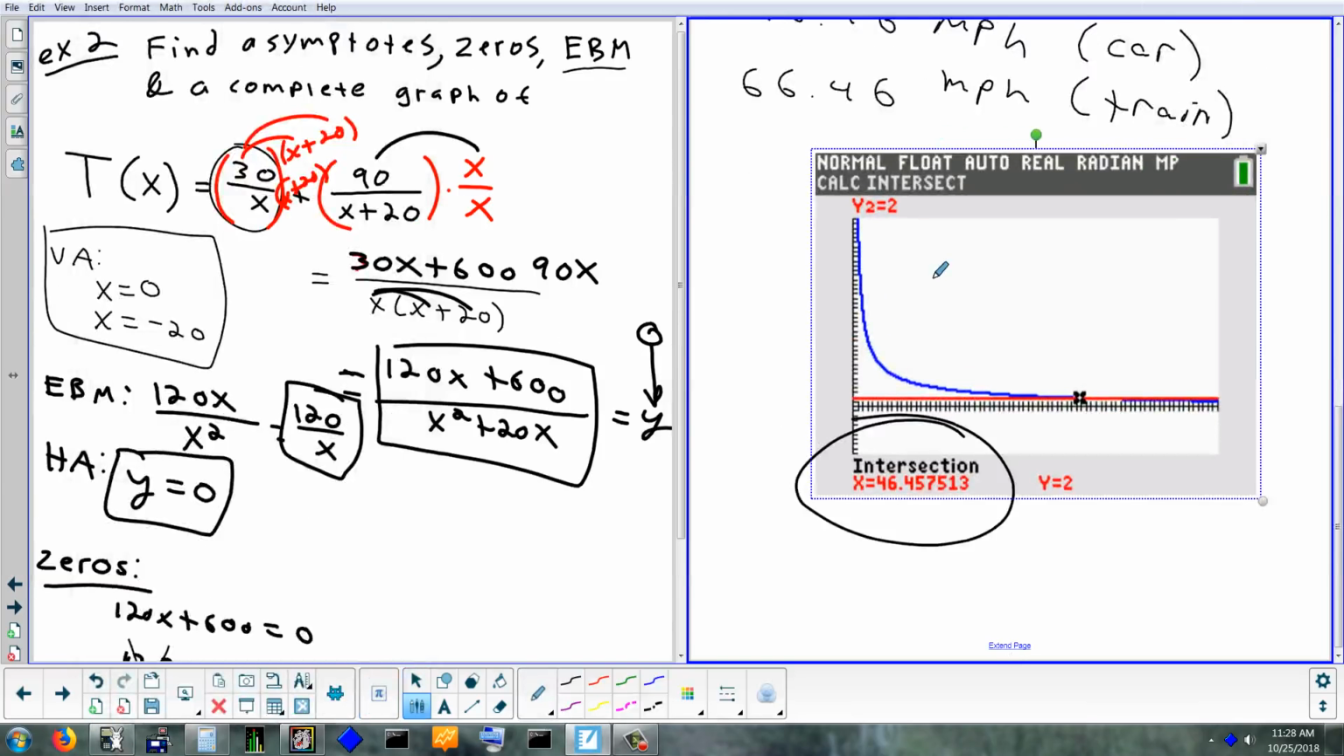Any questions on that? Okay, we know there's another answer off the screen, but we're not going to really worry about it because it doesn't apply to the problem. Right, so that's an example. We just solved a rational equation because we had variables in the top and in the bottom. It's a rational equation.